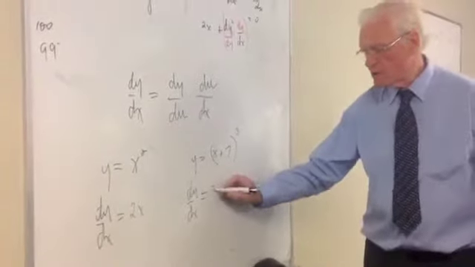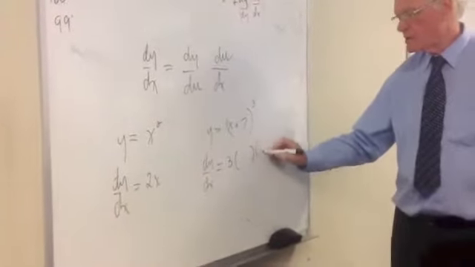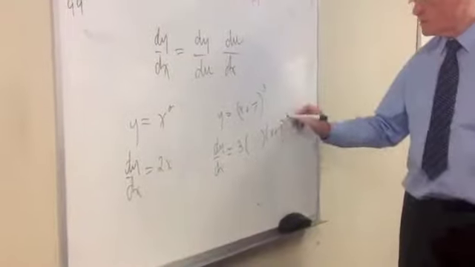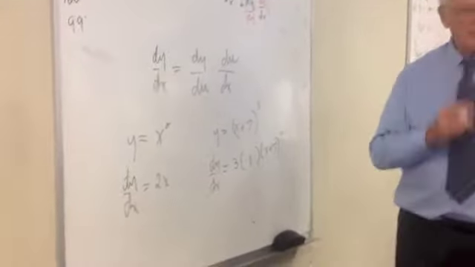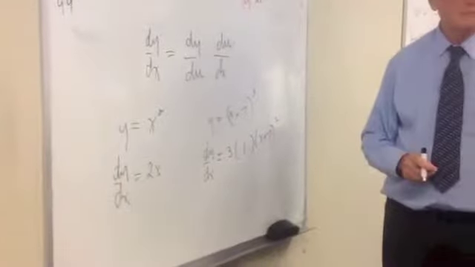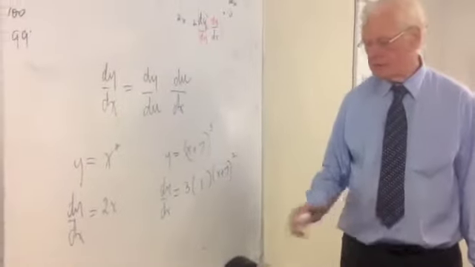You say it's 3 brackets, x plus 7, and you take 1 from it, and you differentiate the part inside and you get 1. Is that correct? Yes. But why did you do that? How did you do that?